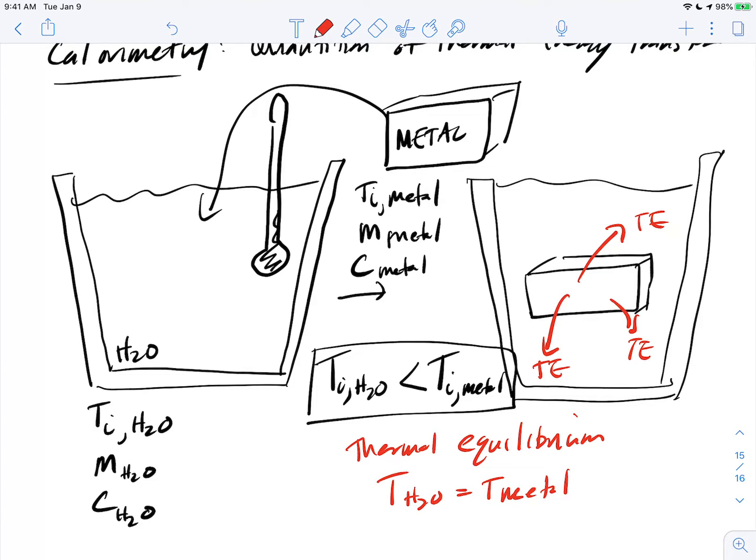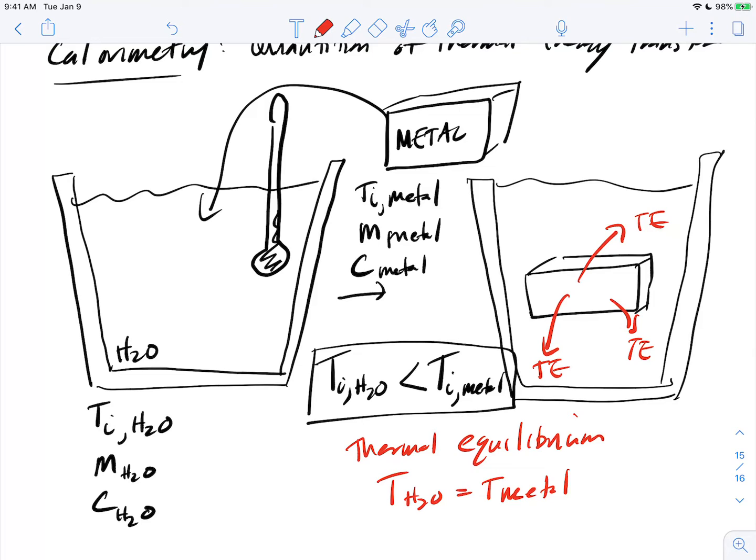Now that's not going to just be at the average of the two temperatures. So if the water were 25 degrees Celsius and the metal was 75 degrees Celsius, thermal equilibrium necessarily will not happen in between those two temperatures at like 50 degrees Celsius. It depends on how much you have of each, the mass, as well as the specific heat capacity. Generally, metals have a much lower specific heat capacity. They can be warmed up and cooled down much faster than water.